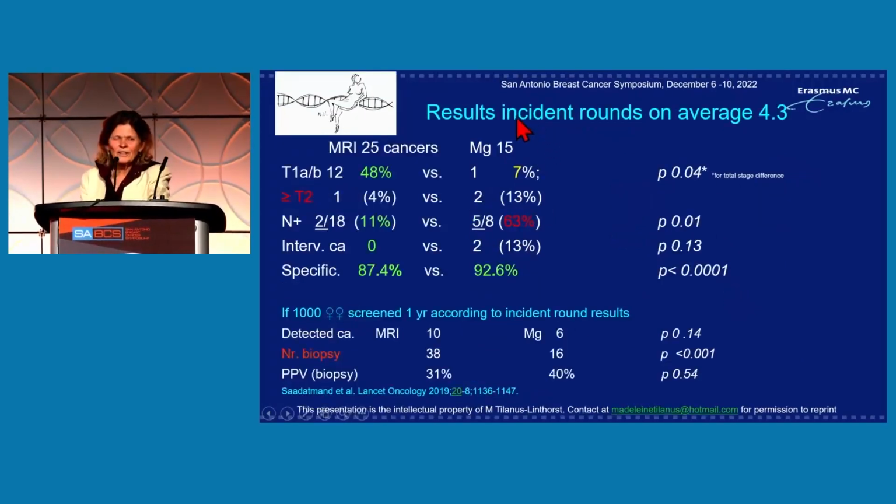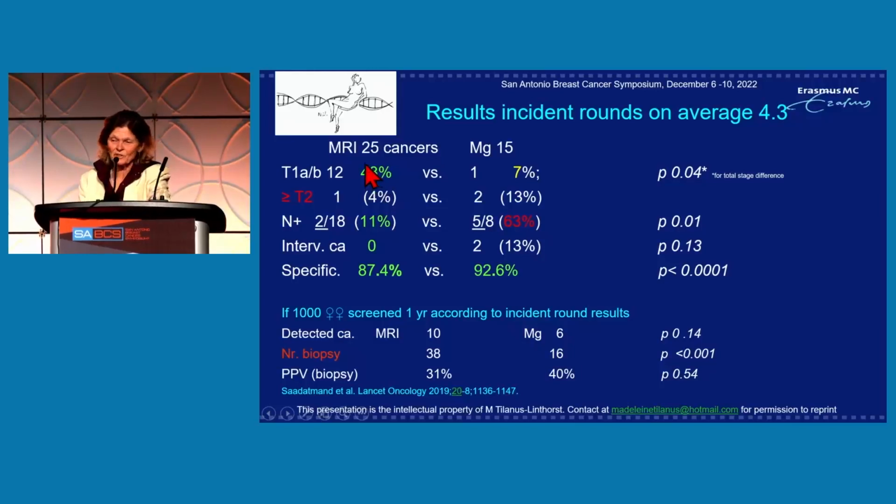When you look at screening, the results in the long run will more be equivalent to the incident rounds. In the first round, the prevalent round, you will detect all the cancers that are in that population, also large ones if they are there. However, after the first sieving out of your large cancers, you want to detect with the more sensitive tool mainly small cancers. And that was exactly what was shown in the on average 4 incident rounds in this study.